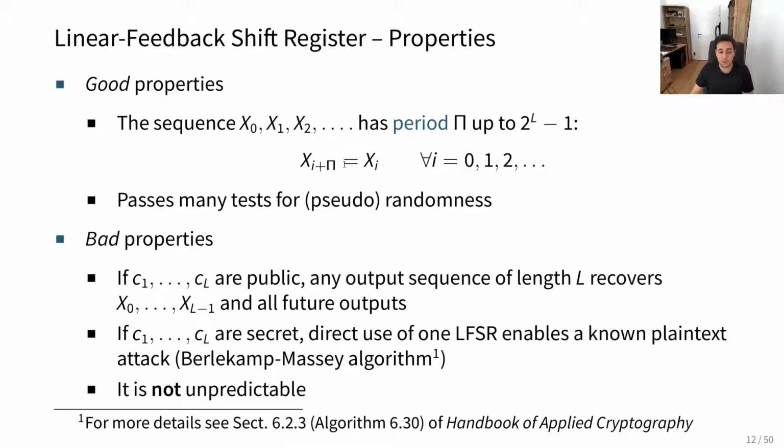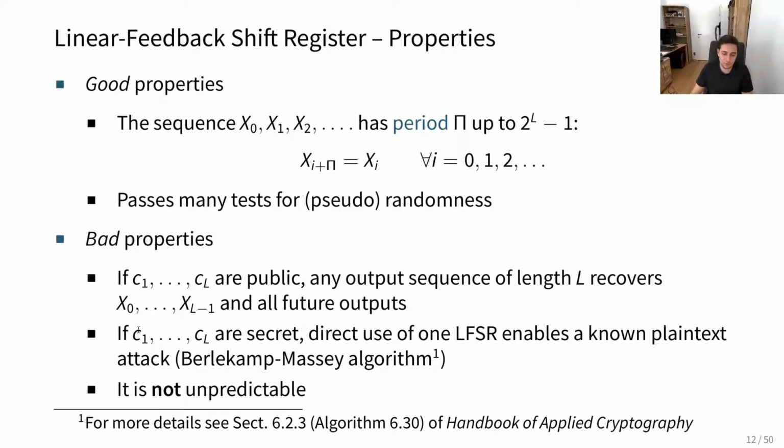And what are some bad properties? Well, if the constants are public, then any output sequence of length L recovers the initial state and also all future outputs. Why does this work? Well, if we have the public constants and if we have exactly 5 output bits, so subsequent output bits, then of course we can generate all future output bits by just applying the linear function, but we can also go back, of course, by just reordering the equation. So this may be bad.